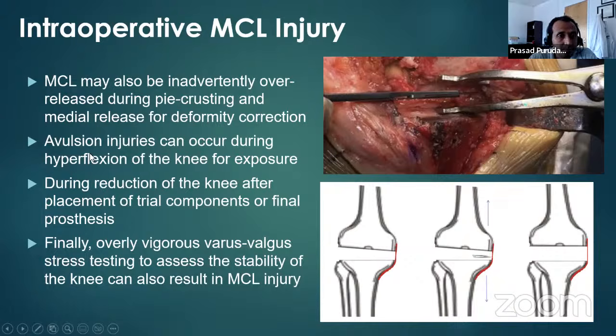Avulsion type injuries can also occur during hyperflexion of the knee for exposing the tibia. They can also occur when we're doing the reduction of the knee after placement of the trial components or after final components. And less commonly, it can also happen if we do vigorous varus valgus stress testing when we're assessing the stability of the knee. That can also result in MCL injuries. So most of this talk is going to be about MCL injury, because that's the most common type, and that's what is most often reported in the literature.